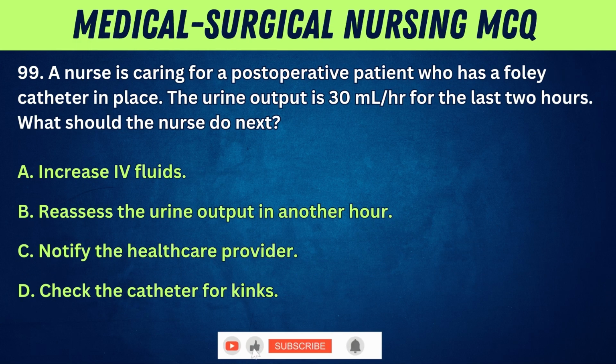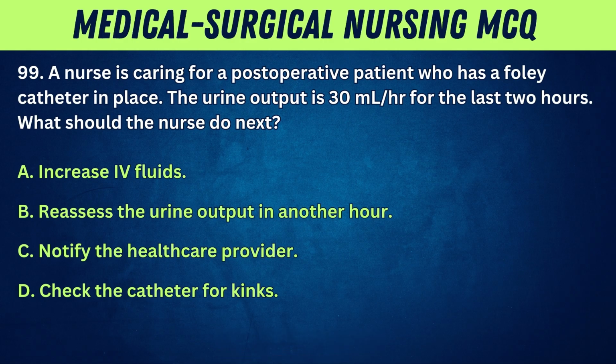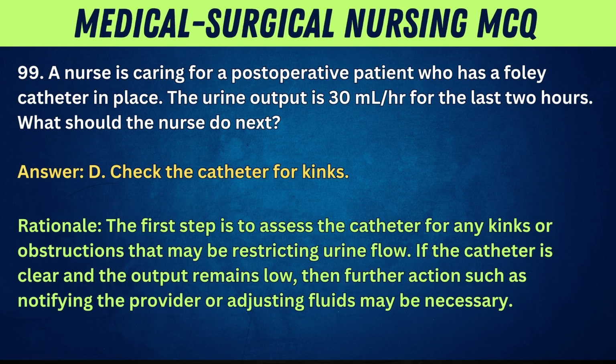99. A nurse is caring for a postoperative patient who has a Foley catheter in place. The urine output is 30 milliliters per hour for the last 2 hours. What should the nurse do next? A. Increase flow fluids. B. Reassess the urine output in another hour. C. Notify the healthcare provider. D. Check the catheter for kinks. Answer. D. Check the catheter for kinks.